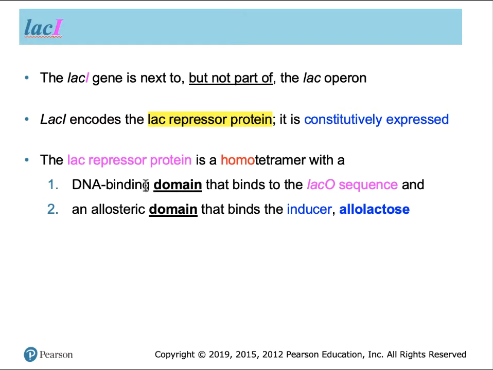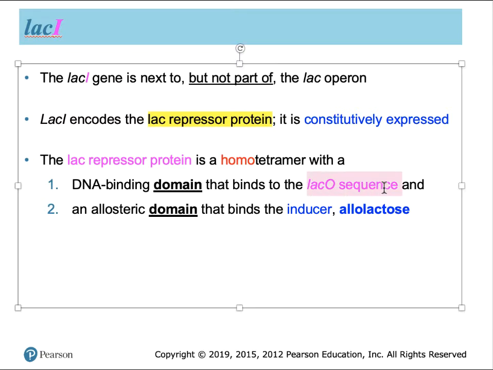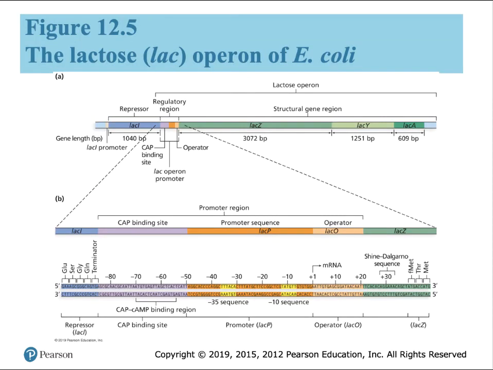The first is the DNA binding domain, and that we mentioned earlier is able to bind in certain circumstances to the LAC-O region of the LAC operon. And then we have the allosteric domain that binds the inducer. And the inducer is a form of lactose that's produced through a biochemical process. Its real name is allolactose, but lactose and allolactose can be synonymously treated. A good representation of the actual arrangement of these components is indicated by figure 12.5.